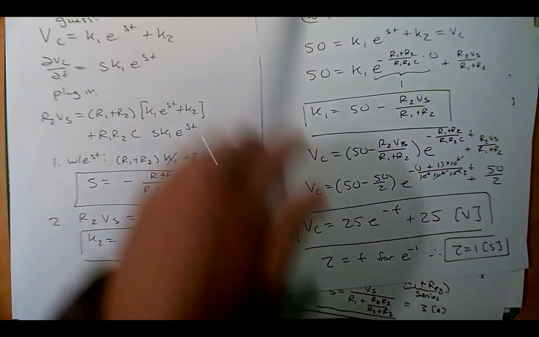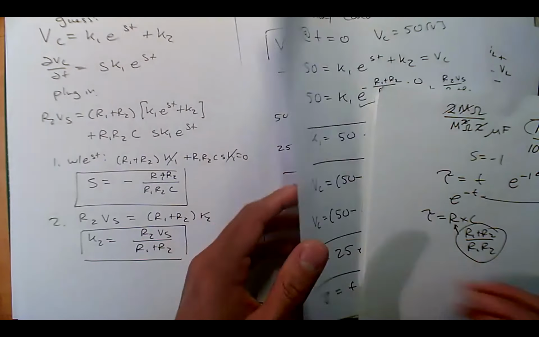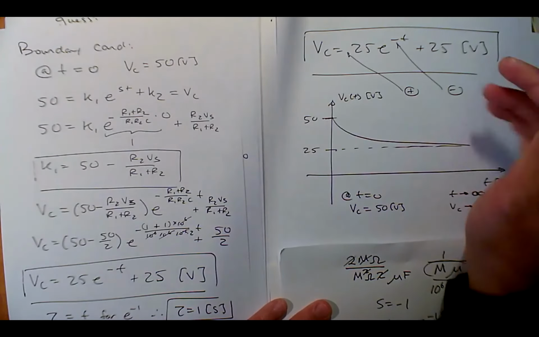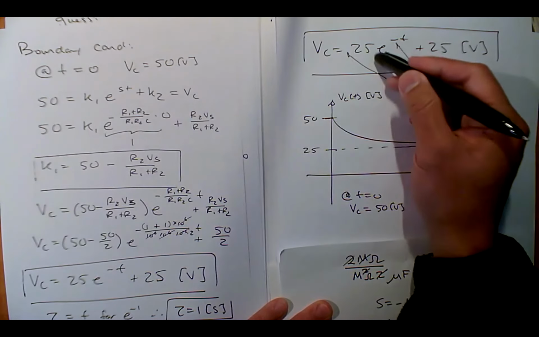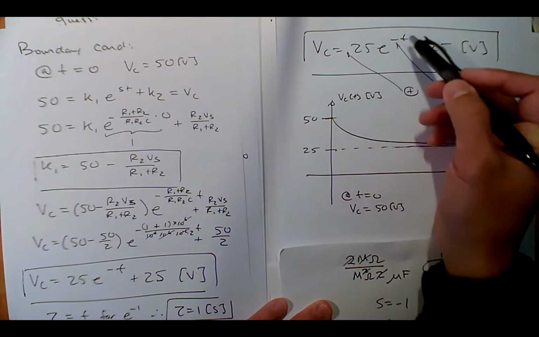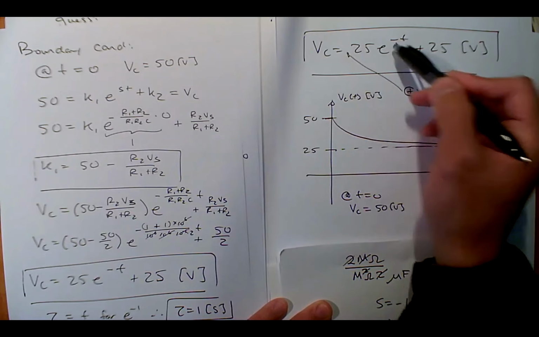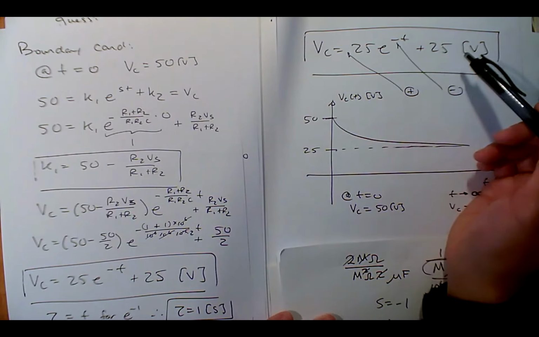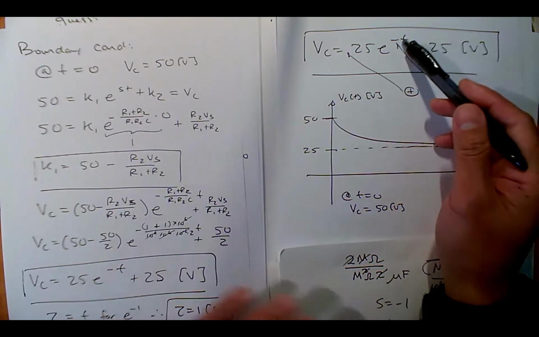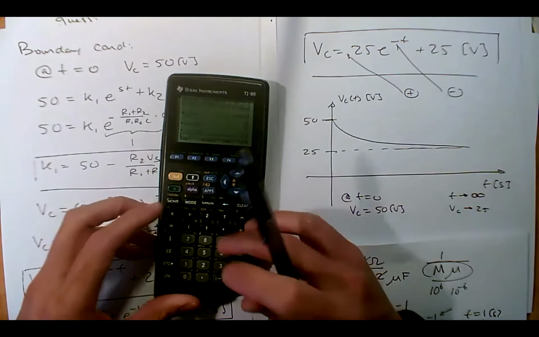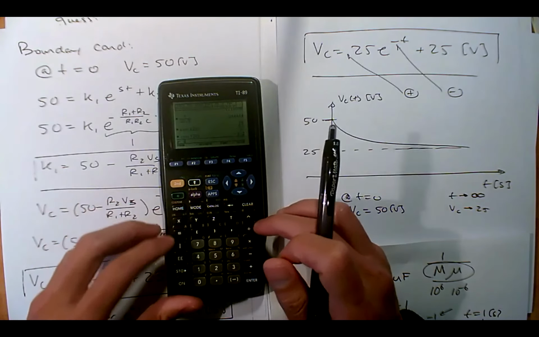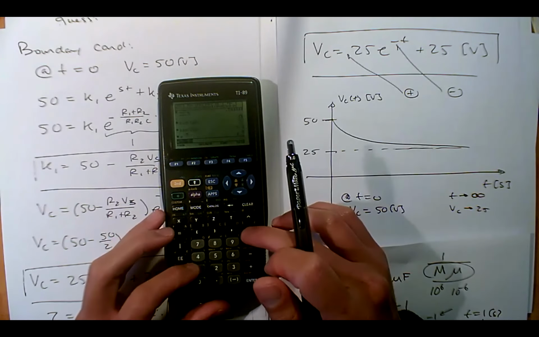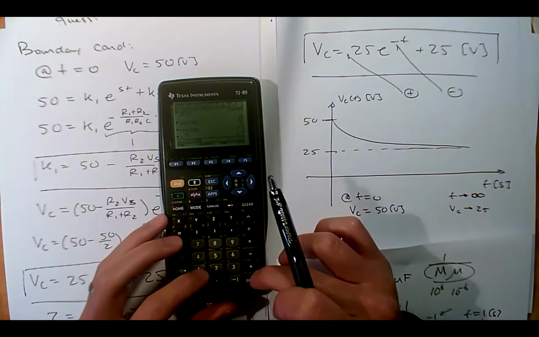Now, if I were to plot this, I would get this decaying plot. And you can even test at 0, what do I get? e to the 0 is 1, 25 plus 25, starts at 50. And as time goes to infinity, this goes to 0, so I'm left with 25, and I get a decay from 50 to 25. I could even find out what this is at, let's say, 5 seconds. So I could say, what is e to the -5, times 25, plus 25?